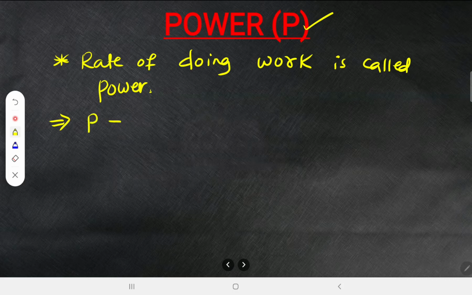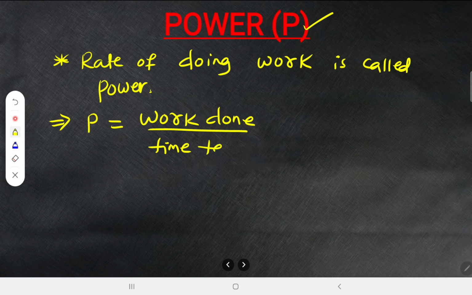Now you must be wondering, what is the meaning of rate of doing work. So that is like power is equal to work done divided by time taken. That's it. This is a simple formula for power. Any kind of power, whether it is mechanical power, electrical power, many kinds of powers are there, no? So that's why work done means W, and time taken is T. So P is equal to W by T.